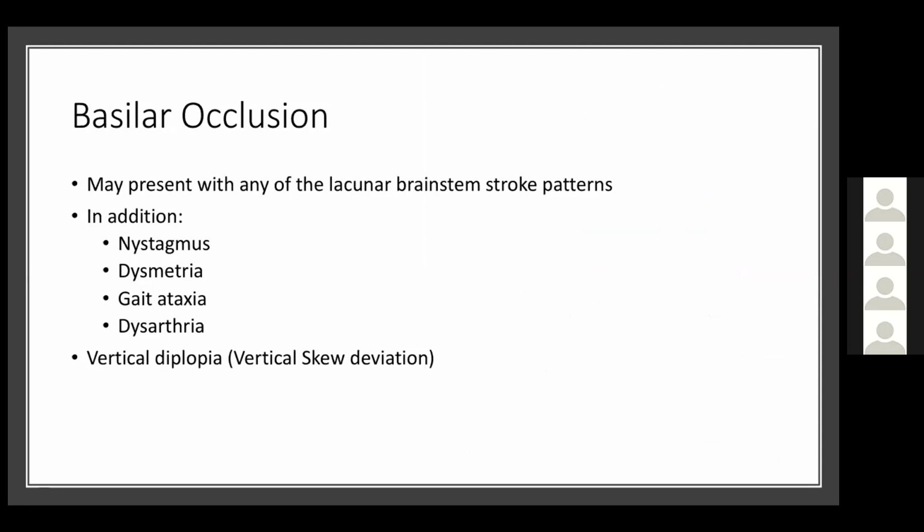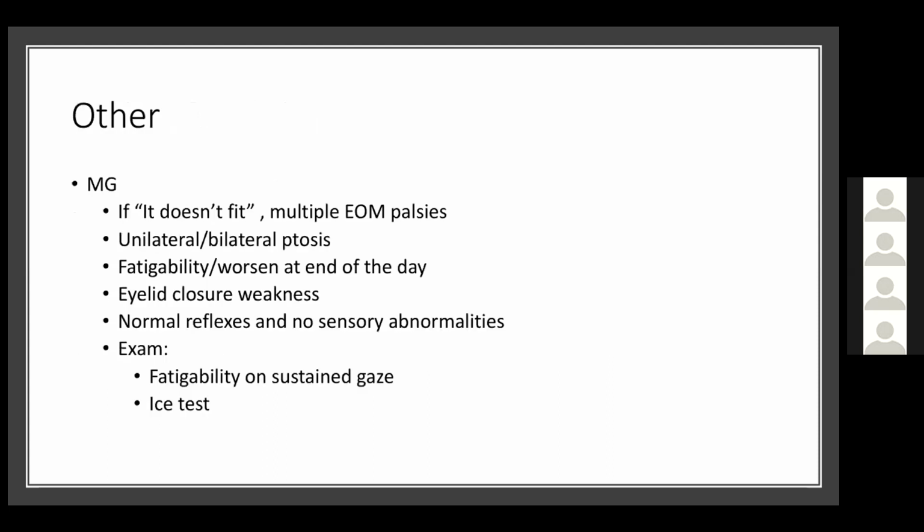Basilar occlusion is a really serious etiology that can present with diplopia. So always think about the other posterior circulation stroke symptoms: nystagmus, dysmetria, gait ataxia, and dysarthria. Those patients will typically have a vertical diplopia.